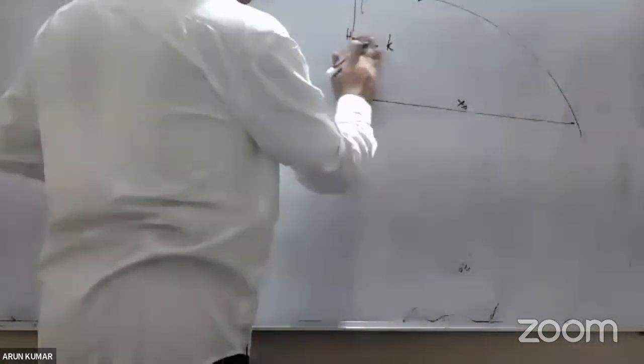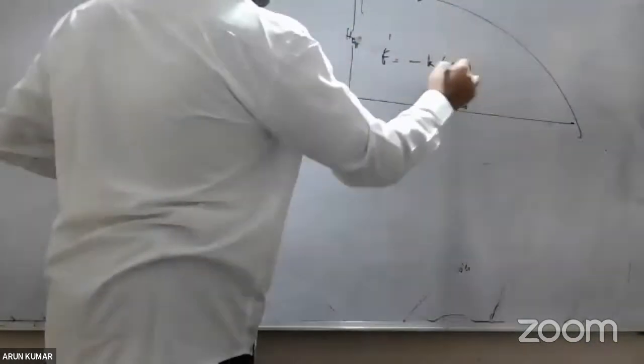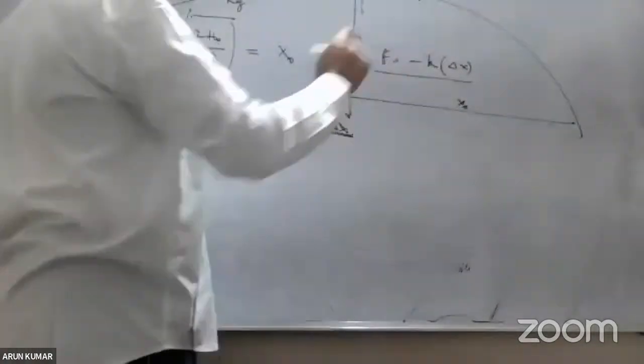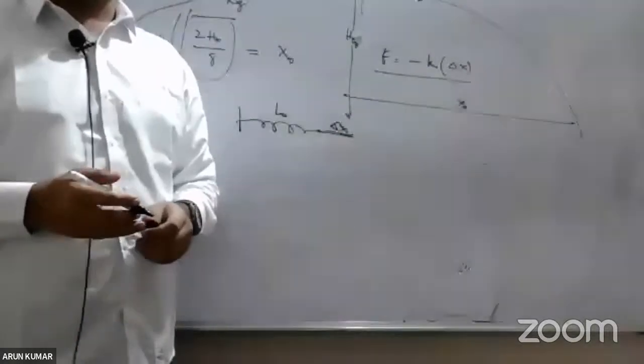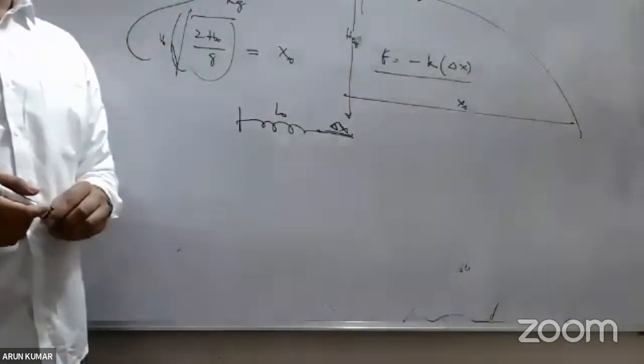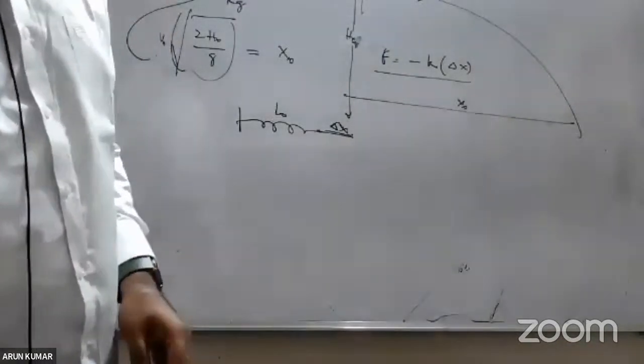F is equal to minus k delta x. F is equal to minus k delta x, where delta x is extension in the spring. All right, compression or extension. I didn't see your message, I'm sorry. Okay, I understood, sir.